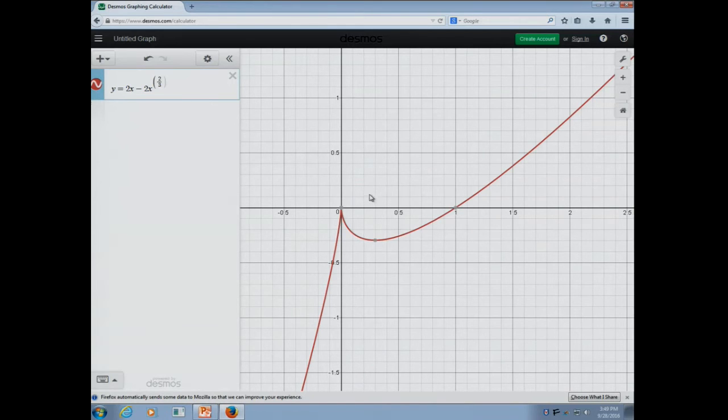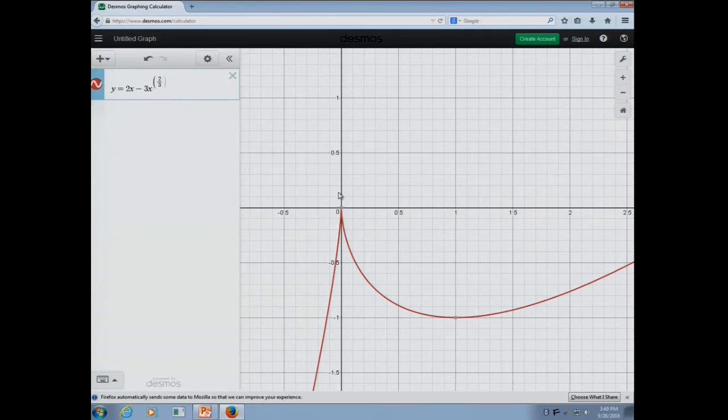Now let's see if we got that right. Nope, I didn't get it right. This is 3. There it is. I knew something was wrong because the critical number didn't line up.